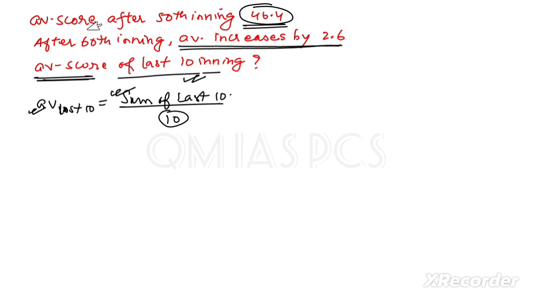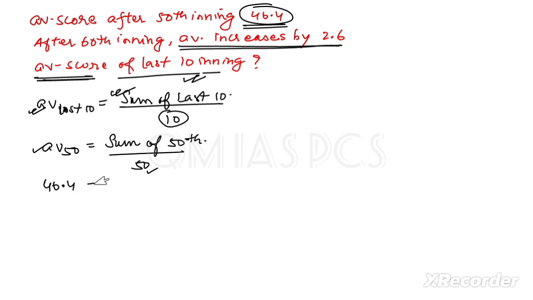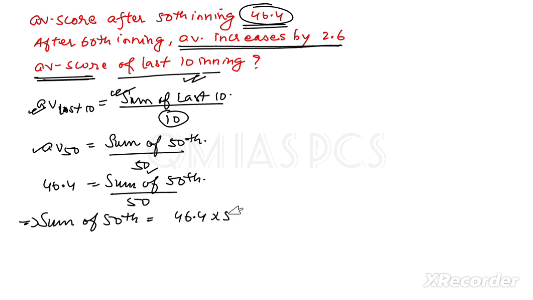One thing is given: the average score after the 50th inning was 46.4. So we can write the average for 50, which is given, as the sum of 50 divided by 50. We know this value, 46.4, so we write 46.4 is equal to the sum of 50, in short form, divided by 50. So the sum of 50 will be 46.4 multiplied by 50, which is 2320. This is our sum of 50 innings.